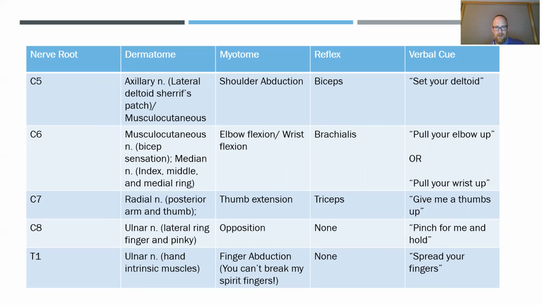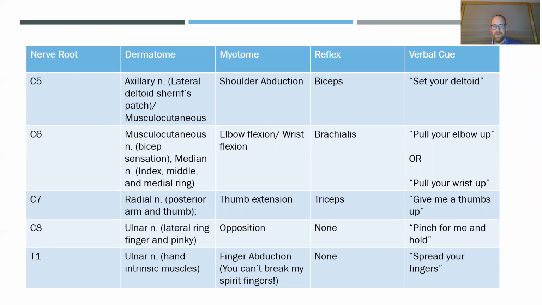Then I've got you guys a nice little table here. C5 corresponds to our axillary nerve, our lateral deltoid Sheriff's patch, and the musculocutaneous nerve, bicep sensation. Our myotome is shoulder abduction. We want them to set the deltoid, like we talked about in class. And here's the deal: with our shoulder subluxations and dislocations, that axillary nerve is most commonly injured. So we want to make sure that we're checking that every time. They've got to set the deltoid.